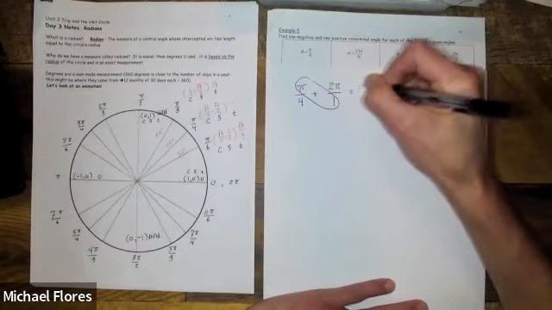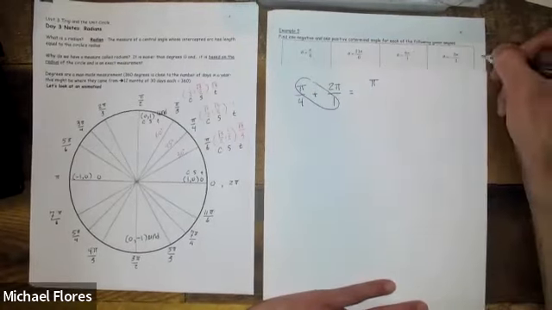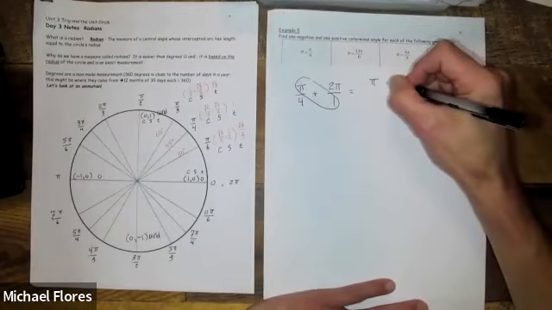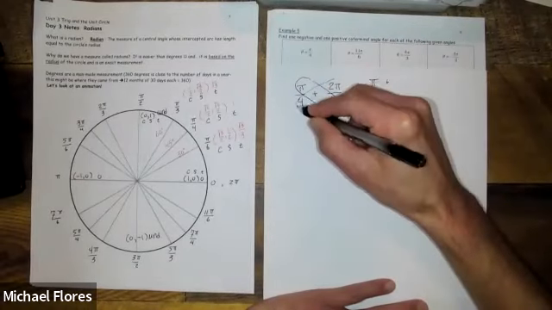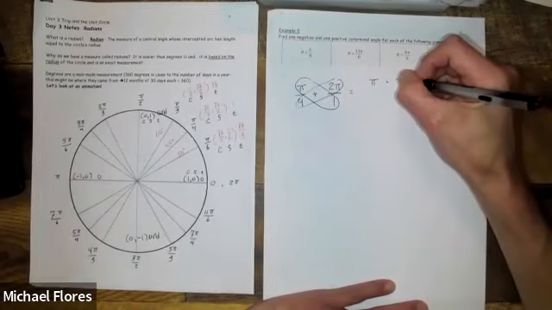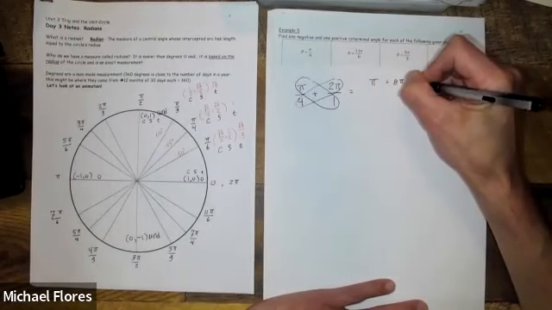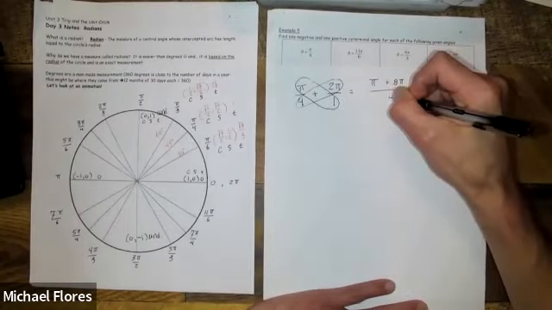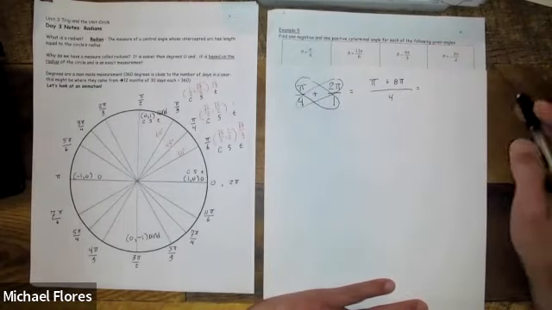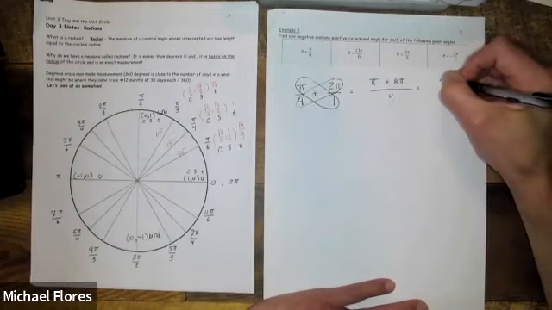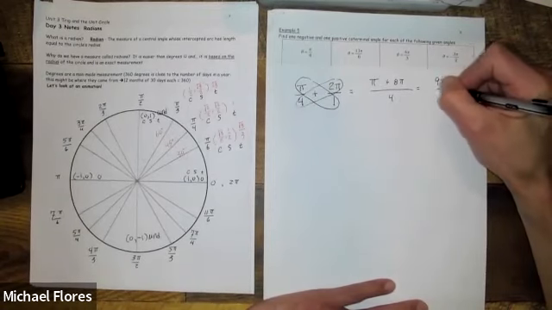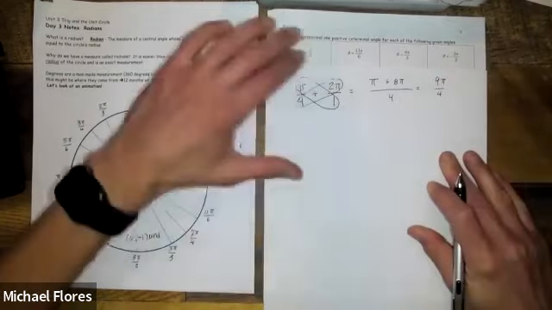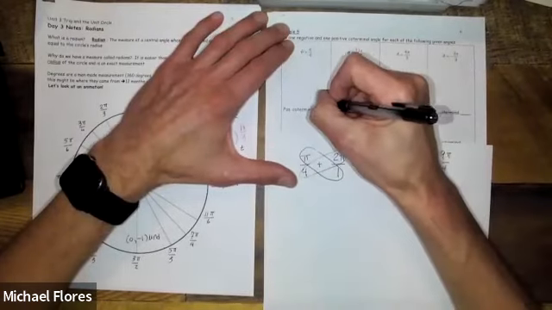Pi times 1 is pi, plus 4 times 2 pi is 8 pi over 4 times 1. And pi plus 8 pi is 9 pi over 4. And now we have our positive coterminal angle.